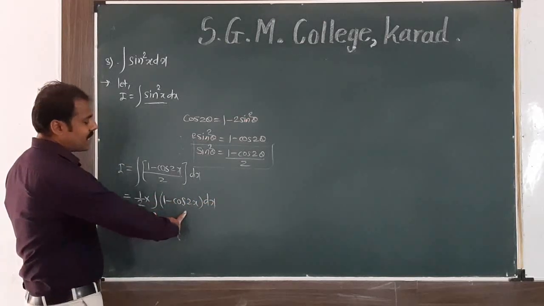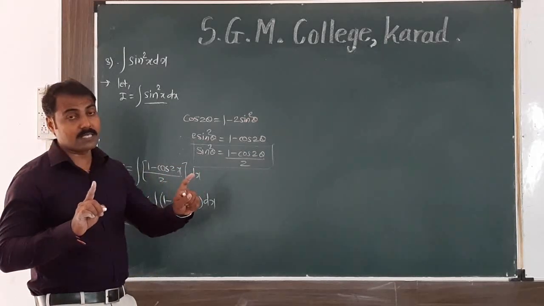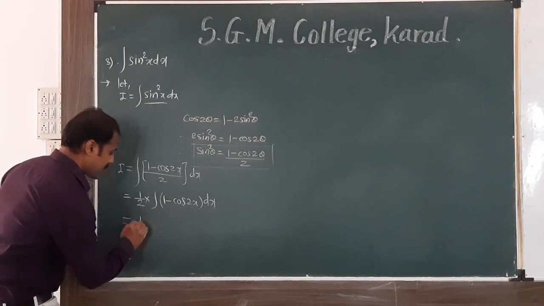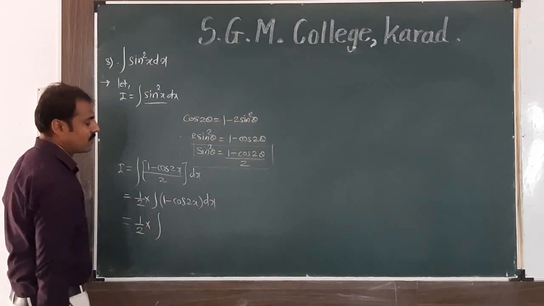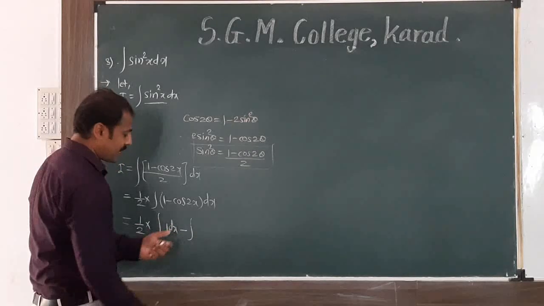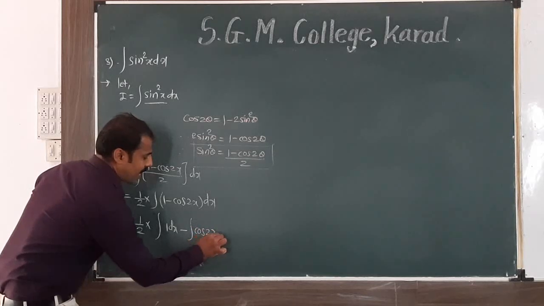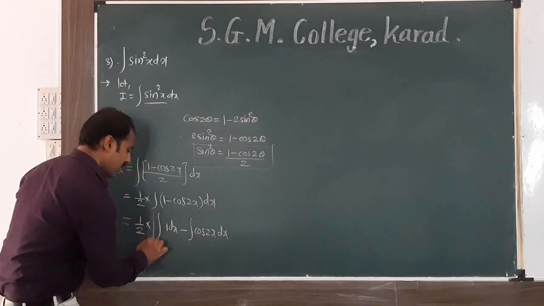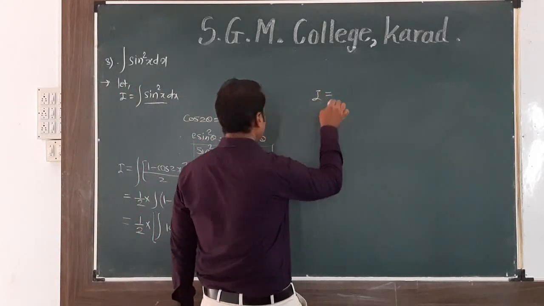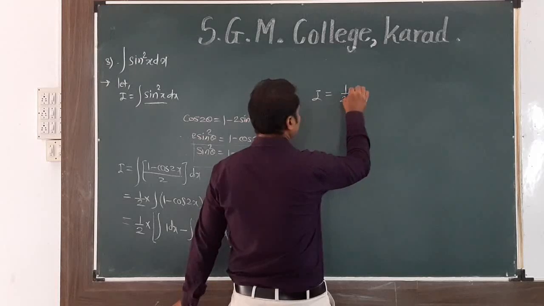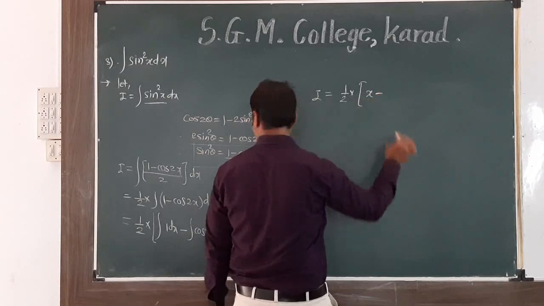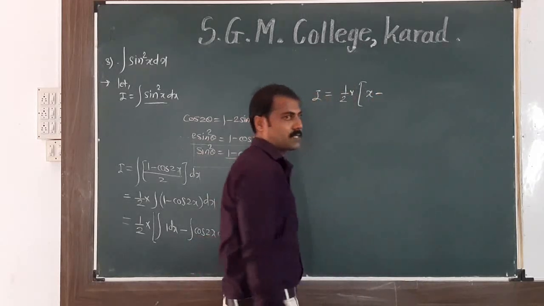Okay, here again inside the integration there is subtraction, so we separate the integration sign with dx. It becomes 1 upon 2 into integration of the first term, that is 1, minus integration of the second term, that is cos 2x dx. We know the integration of 1, so I is equal to 1 upon 2 as it is into, tell me, integration of 1 is what? Integration of 1 is x, minus integration of cos 2x.